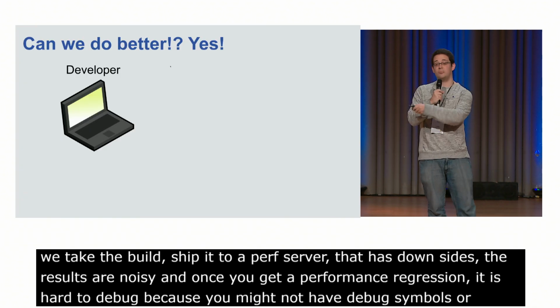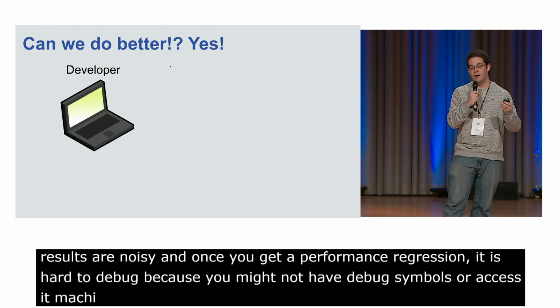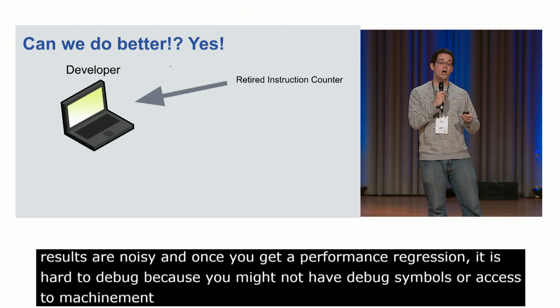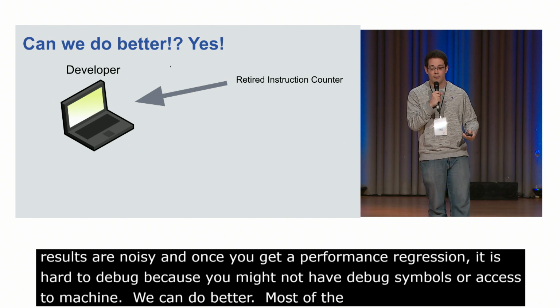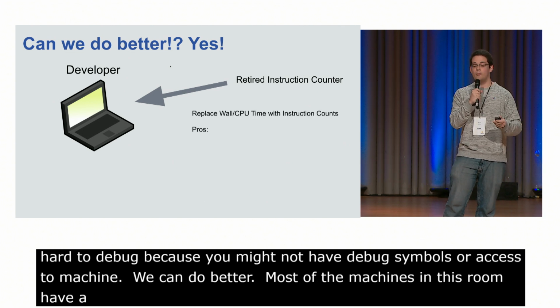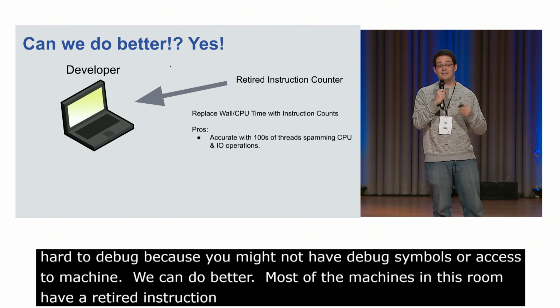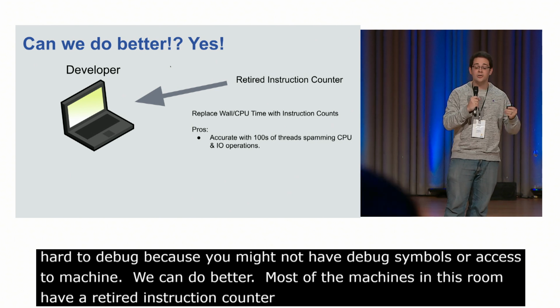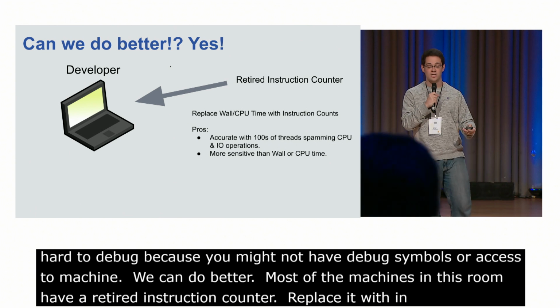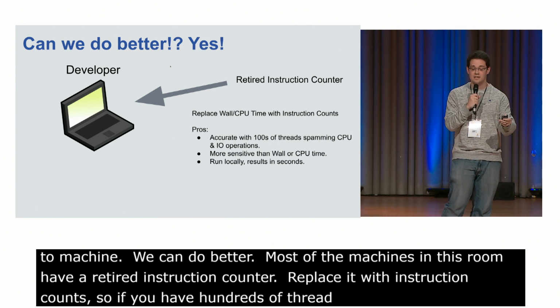Yes. It turns out that probably most of the machines in this auditorium have something called a retired instruction counter. All you need to do is replace the wall time and CPU time with instruction counts. The pro is that this can work, and I've tested this, even if you have hundreds of threads spamming CPU and I/O operations. This is more sensitive than wall time or CPU time.